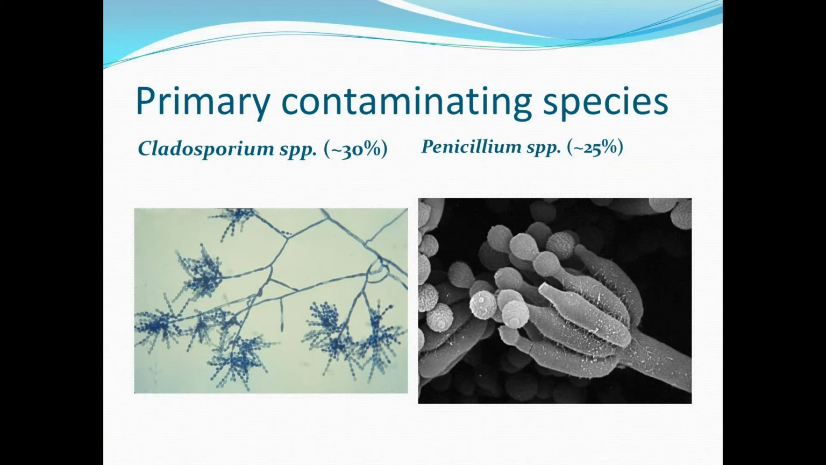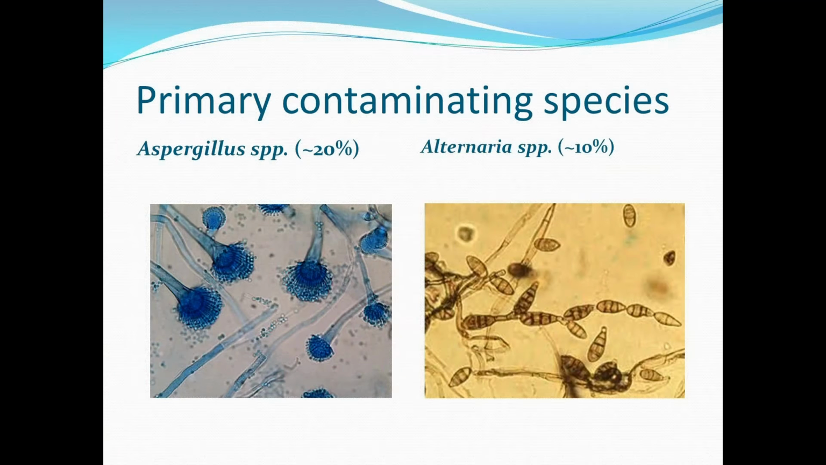Next on the list, accounting for 25% of the recalls, is Penicillium. This is a common soil fungus, which prefers cool and moderate climates. It's also a common spoiler of food. Next comes Aspergillus, at 20%. This is very common to most environments, and Aspergilli are common contaminants of starchy food, such as bread and potatoes.